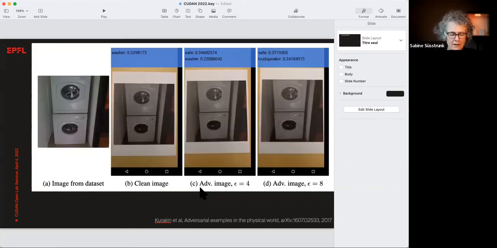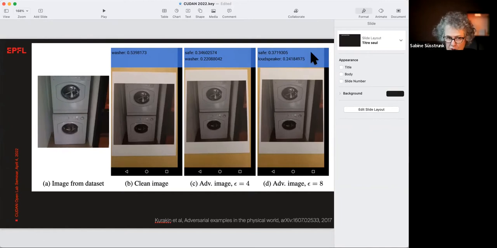Here's a similar one, right? You get an image from the data set. If it's clean, it's a washer. You put a little bit of noise in it. Here the epsilon equals 4. That is just a measure of how much noise. It's a safe. You go down in confidence from a washer to 22%, and it's a safe at 34%. And then you add a little bit more noise, and then it's certainly a safe at 37%, or a loudspeaker. Washer doesn't even exist anymore.